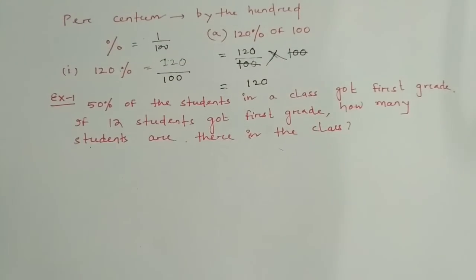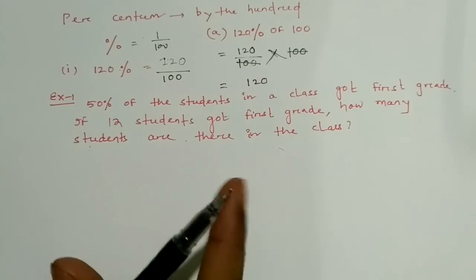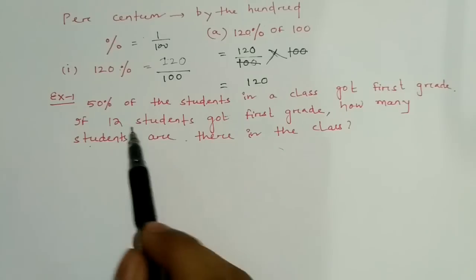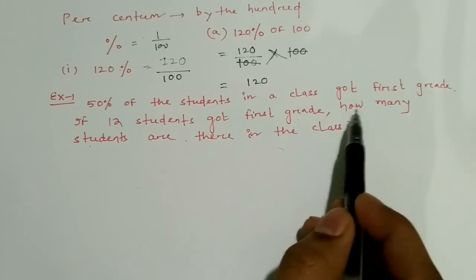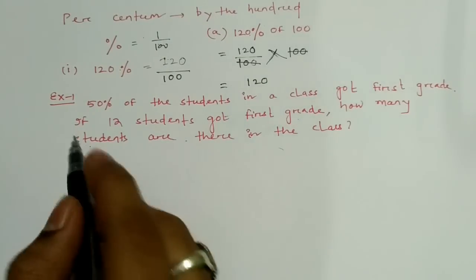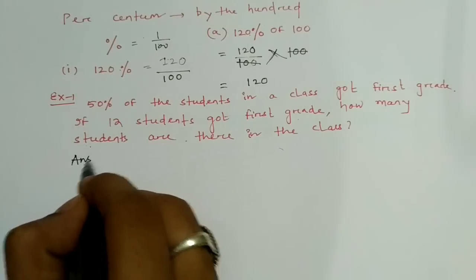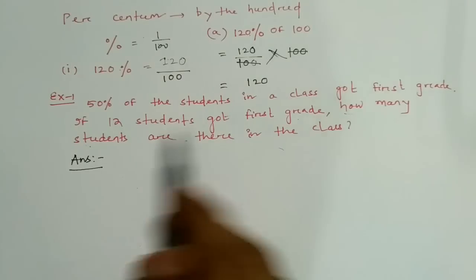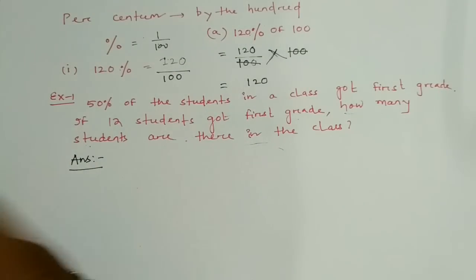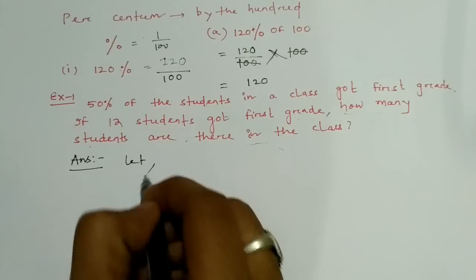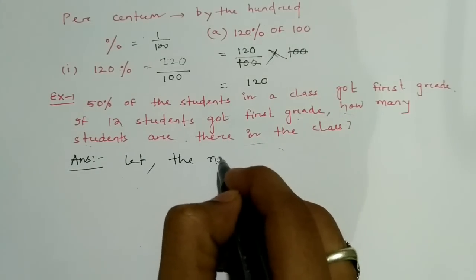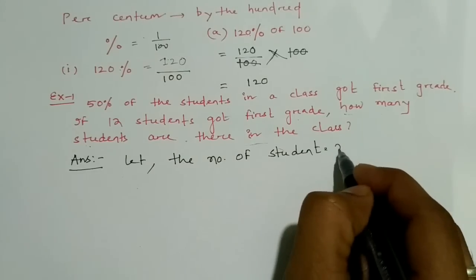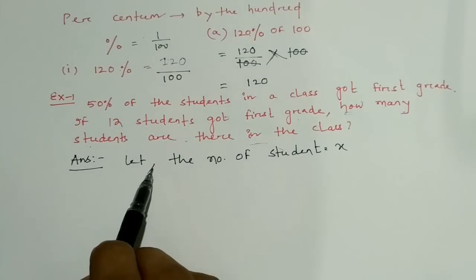So friends, here is another question. 50% of the students in a class got first grade. If 12 students got the first grade, how many students are there in the class? If this type of question is asked, what to do? It asks how many students are there in the class. Let the number of students in the class be X. Which is asked, let it always be X.